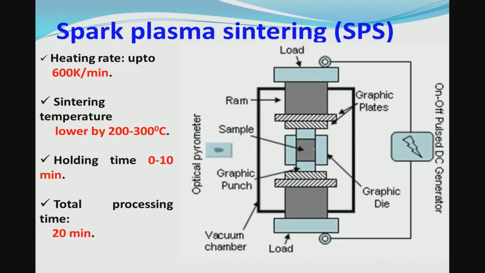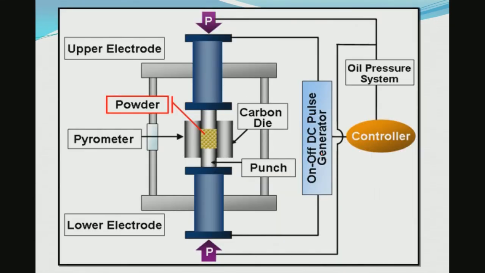In the spark plasma sintering, you allow a large amount of current to flow through the graphite die punch assembly, and this is an on off pulse DC generator. Depending on the conductivity of the sample powder and depending on the conductivity of the graphite die punch assembly, some fraction of the current will go through. This is a very clear picture, like you can see the powder particles here, and this fraction of the current will go through like this, and this fraction of the current will go through, and this is a DC pulse generator.